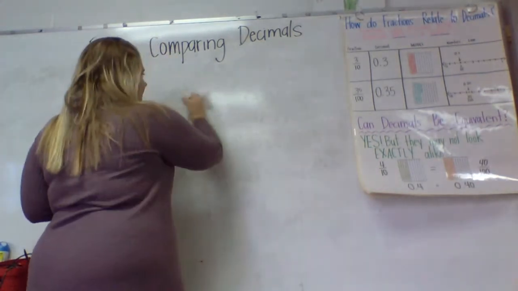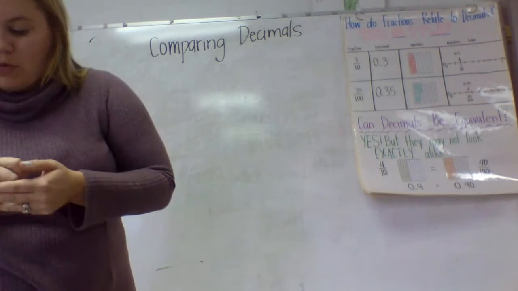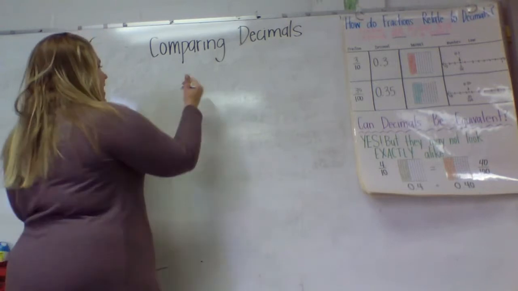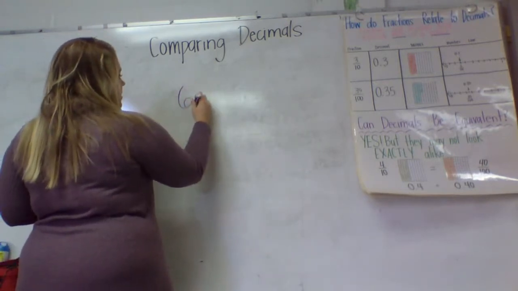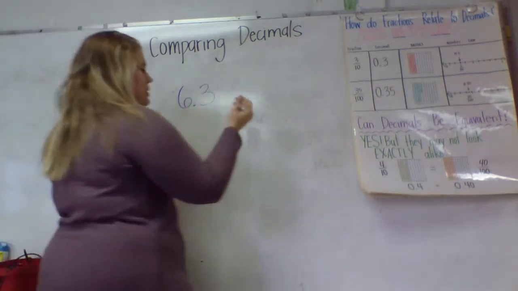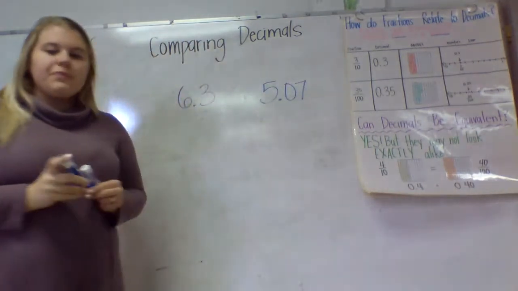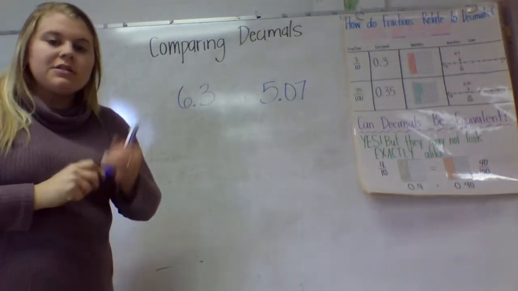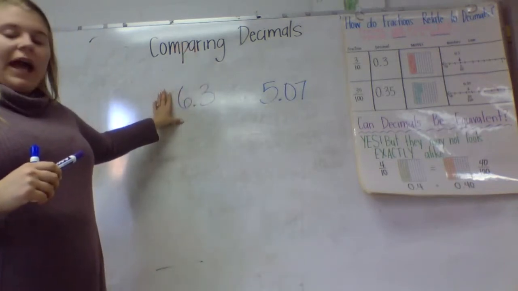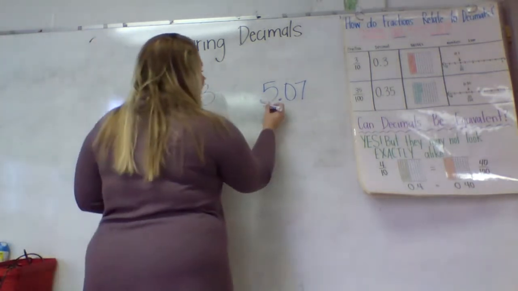When we do decimals, it's very similar. So I'm going to use different colors to make it stand out a little bit more. If I give you the number 6 and 3/10, and we are comparing that to 5 and 7/100. Well, it can look a little confusing at first, but what we know about decimals is a decimal is a part of a whole, but here I have whole numbers.